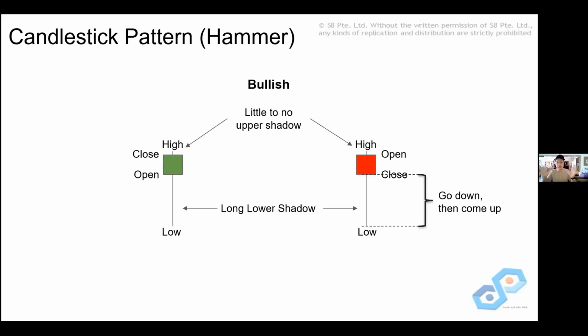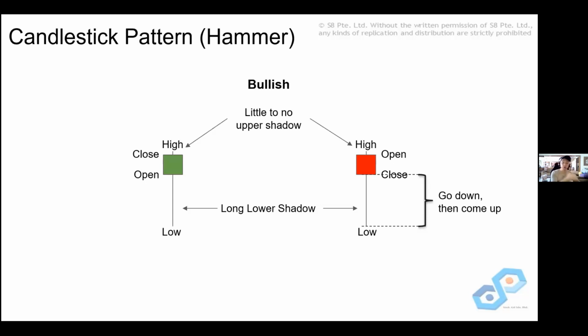The defining characteristic of a hammer is that it has a long lower shadow. Ladies and gentlemen, write down in the chat: hammer, long lower shadow. That is the defining characteristic of a hammer candlestick. It doesn't matter if the body is red or green, whether the close is higher than the open or the open is higher than the close. That is not the most concerning thing here.